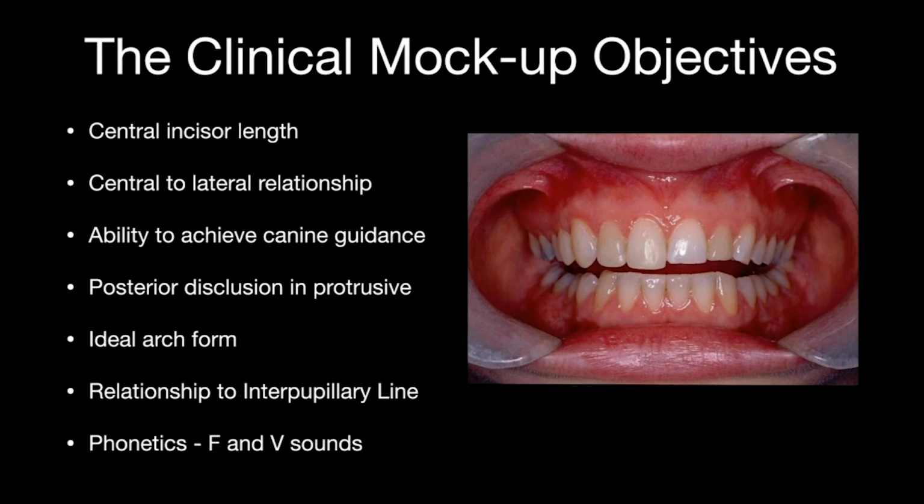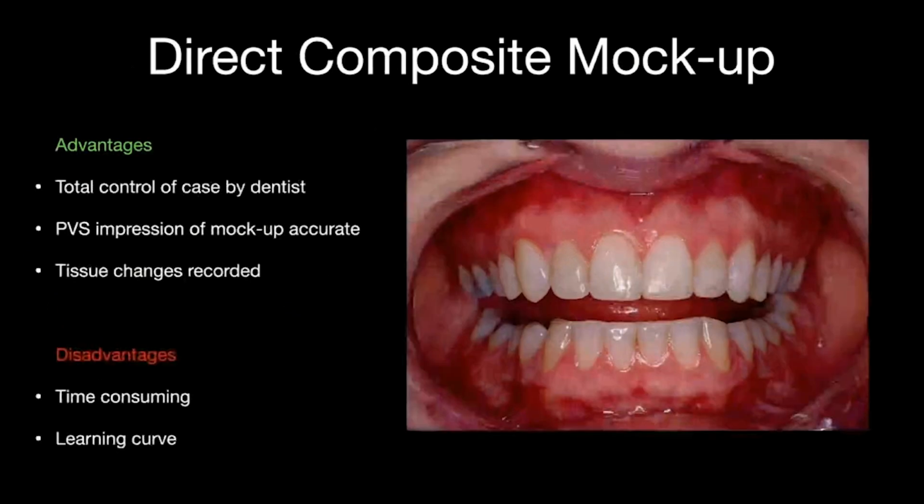I want to achieve canine guidance, posterior occlusion and protrusive, a good arch form, relation to the interpupillary line. I want it to be parallel to a line drawn between her pupils, and that the phonetics works for her. So here I've mocked up half the case.